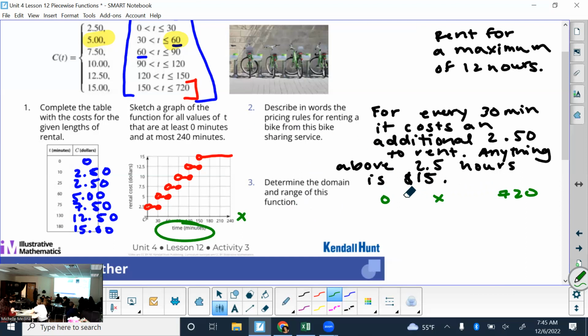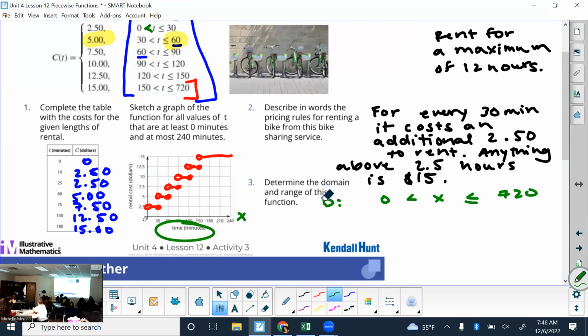Not greater than or equal to. Less than, and then less than. Good. I would keep it as less than just because that's how it is here. Technically, you could rent a bike for 0 minutes, but what would it cost you? Nothing. And even just 1 minute of riding the bike would cost you something, so that's why I'm just gonna leave it bigger than 0. All right, so that's my domain. Questions on that part?